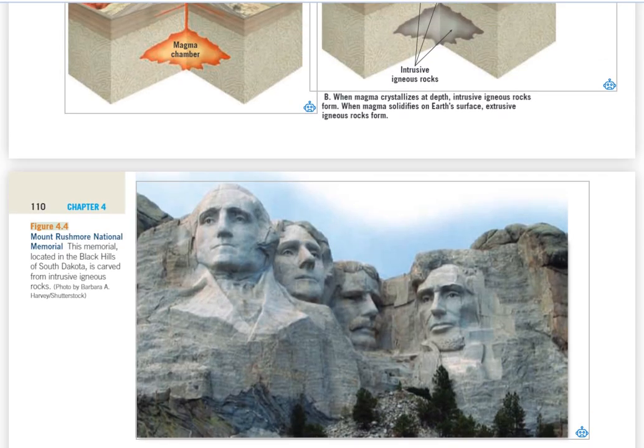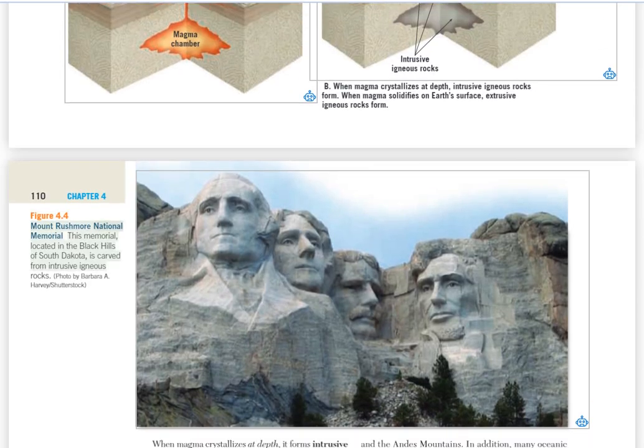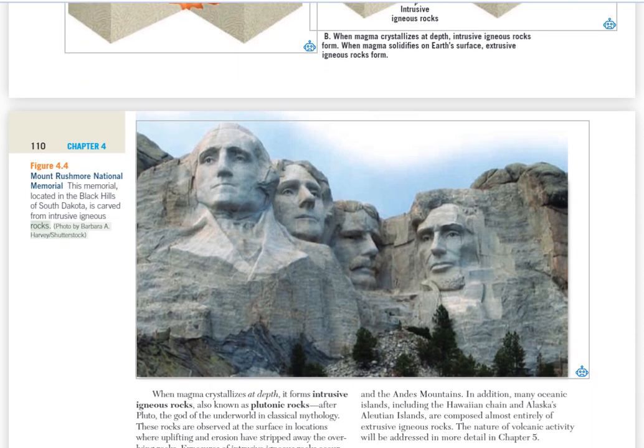Figure 4.4. Mount Rushmore National Memorial. This memorial, located in the Black Hills of South Dakota, is carved from intrusive igneous rocks.